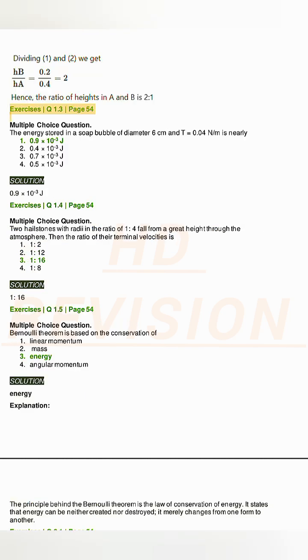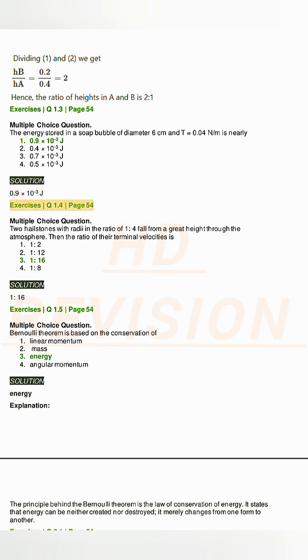Solution. Exercises Q1.3, page 54. Multiple choice question. The energy stored in a soap bubble of diameter 6 cm and T equals 0.04 N per meter is nearly 1. 0.9 times 10^-3 J, 2. 0.4 times 10^-3 J, 3. 0.7 times 10^-3 J, 4. 0.5 times 10^-3 J. Solution. 0.9 times 10^-3 J.